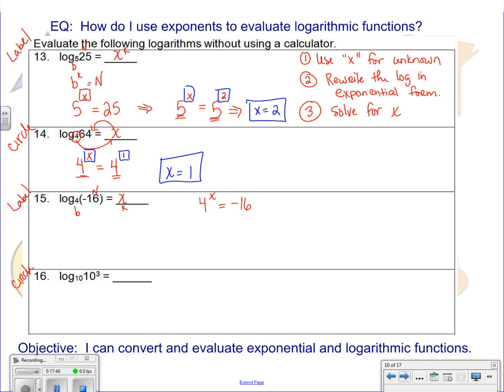So now when I try and solve for x, I'm asking myself, 4 raised to what power gets me equal to a negative 16? Well, can I raise 4 to any power and get a negative number? And that answer is no. I can't raise 4 to any power and get a negative number, so this is not possible.